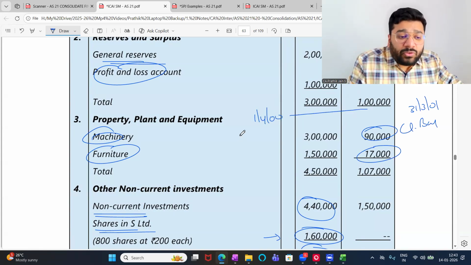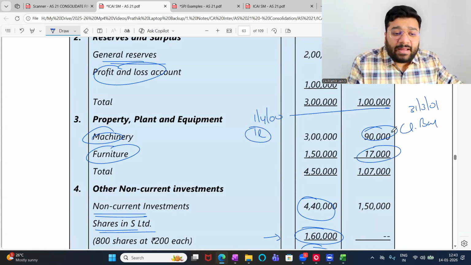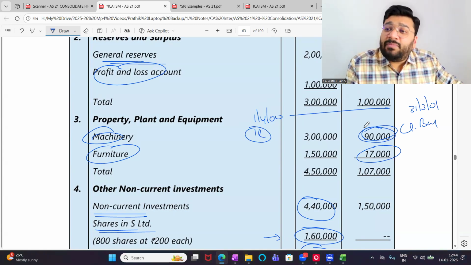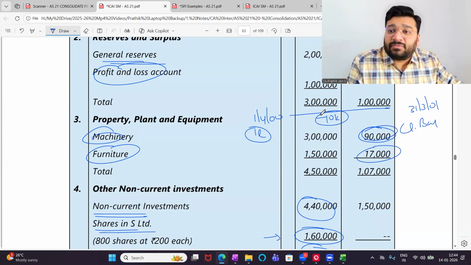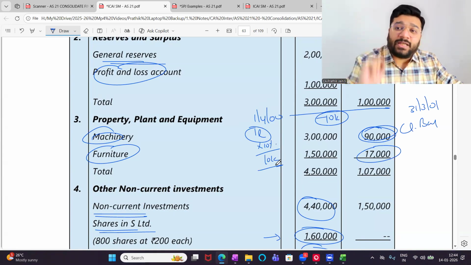On 1/4/2000, what is the machinery value? 1 lakh. By the end of the year, it became 90,000. What happened? 10,000 depreciation was charged. So on 1 lakh, 10% is how much? 10,000. Depreciation is charged.